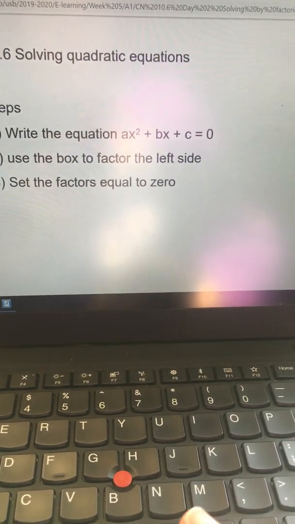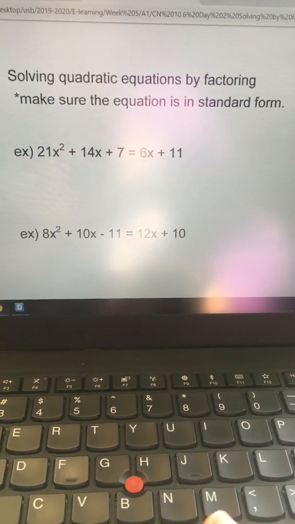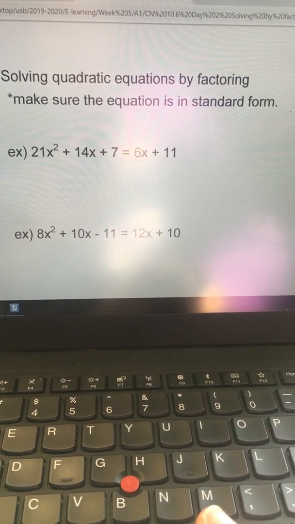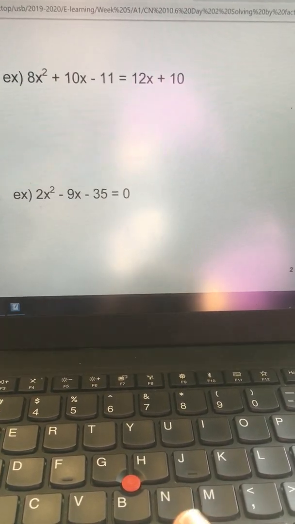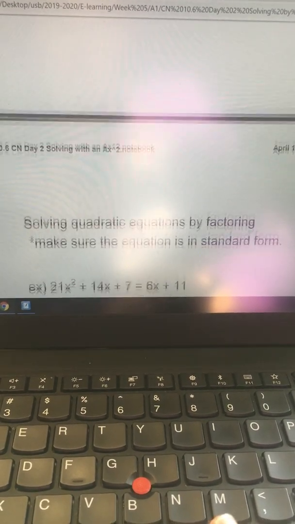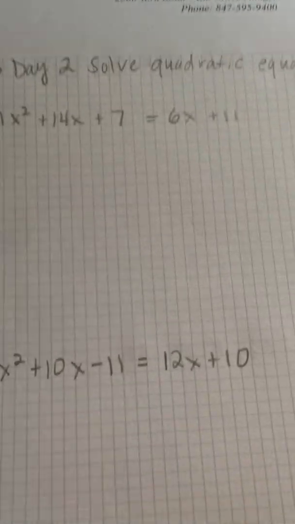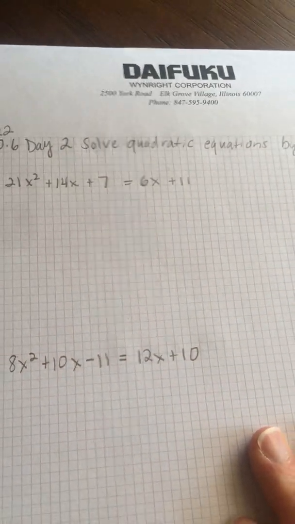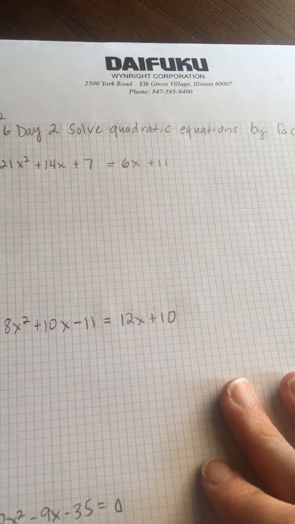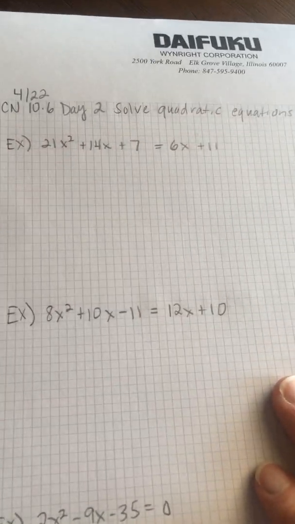So we have 3 examples today. Again, I'm reminding you that your equation should be in standard form. 3 equations that we're going to solve. I'm going to switch over to my paper which has those 3 examples written down. What are we doing? We are asked to solve this by factoring. How do we do that?